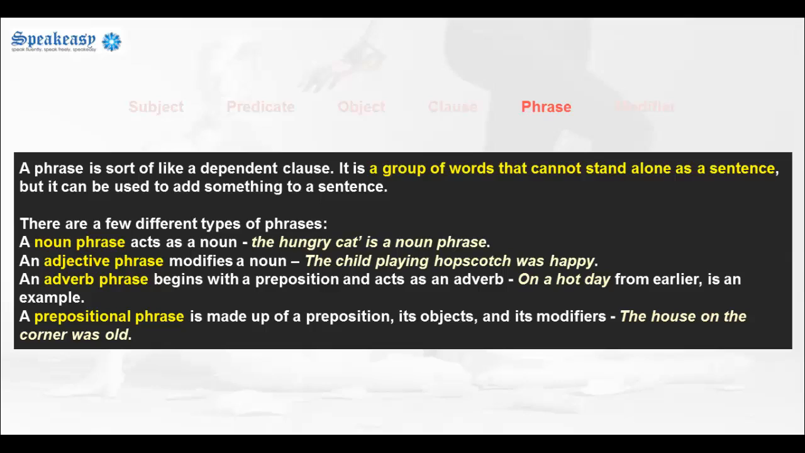An adjective phrase modifies a noun. The child playing hopscotch was happy. An adverb phrase begins with a preposition and acts as an adverb. On a hot day from an earlier sentence is an example of an adverb phrase. A prepositional phrase is made up of a preposition, its objects, and its modifiers. The house on the corner was old.